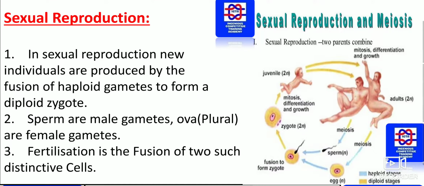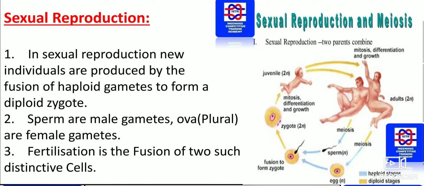As I had told, sexual reproduction involves meiosis. In sexual reproduction, new individuals are produced by the fusion of haploid gametes to form a diploid zygote. Sperm are male gametes. Ova, that is the plural form, ovum is the singular, and ova is the plural form of this. These are the female gametes. So we should remember, for the male you have the sperm, for the female they have the ovum. So these are the things.